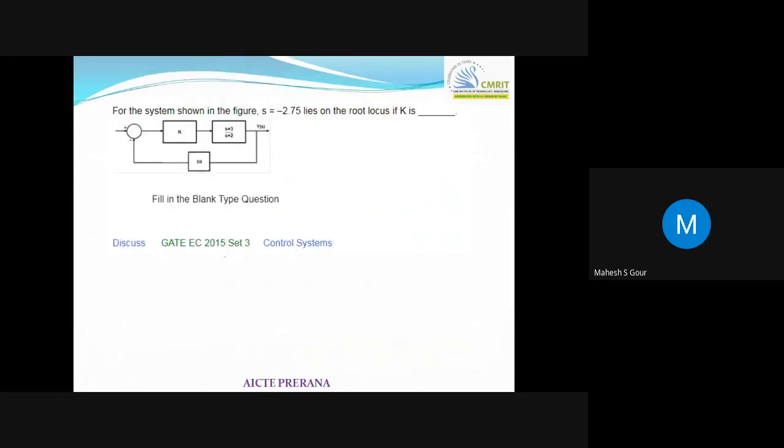So, last question of the day. Can you solve and tell me? This is a fill in the blanks question. It was asked in GATE 2015, set 3. In the GATE level, there is no negative mark for this.